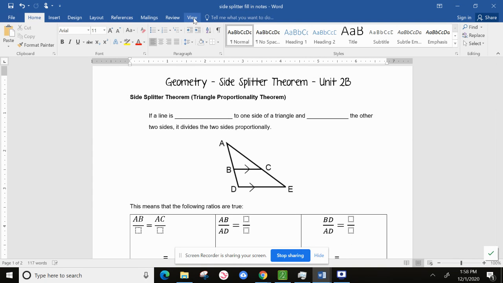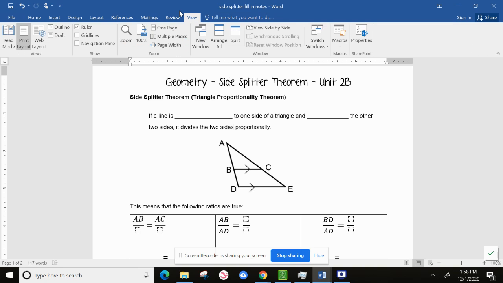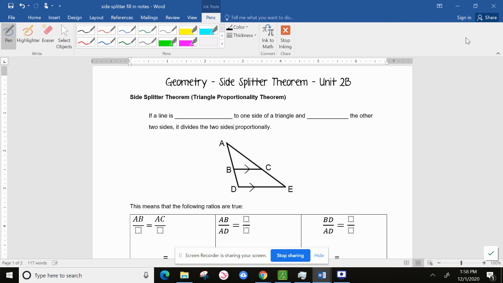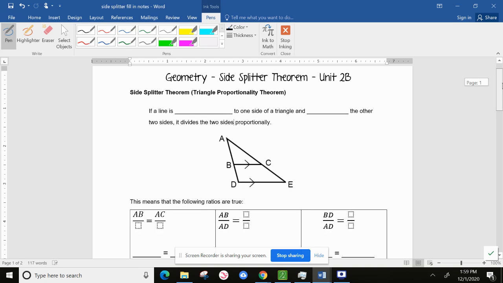We're going to talk about the side splitter theorem. You should have a note sheet that's been printed for you, and it should follow along exactly with what you see in this video. So hopefully I'll be able to be with y'all in this way and still be able to teach you just a little bit.